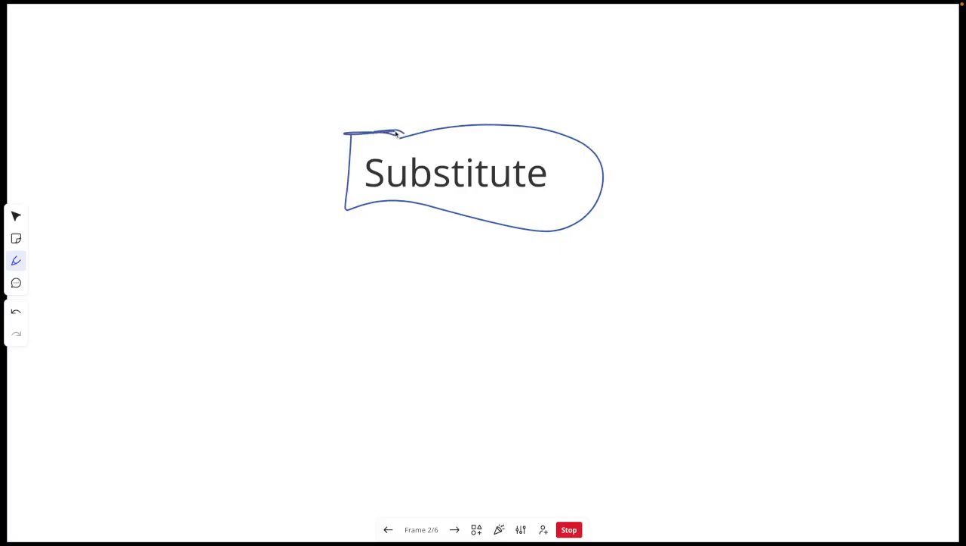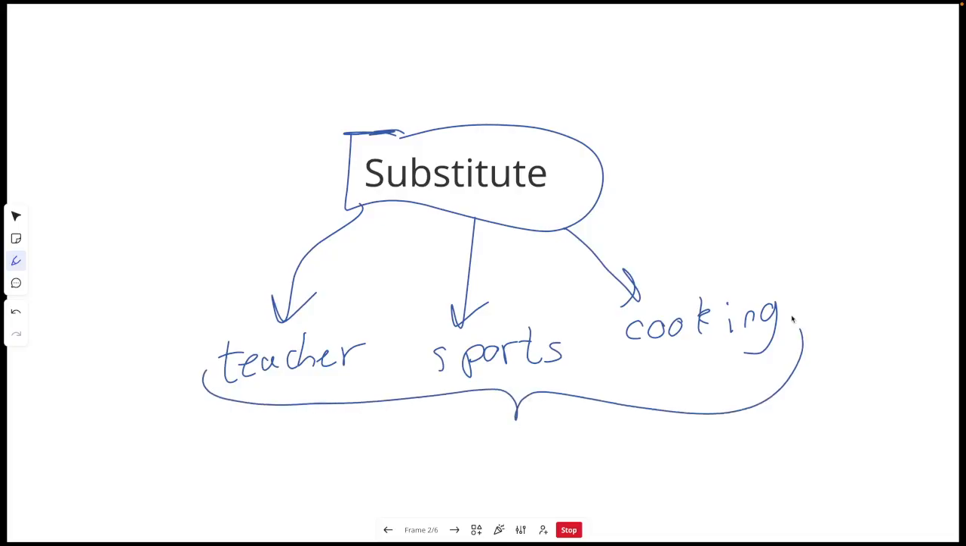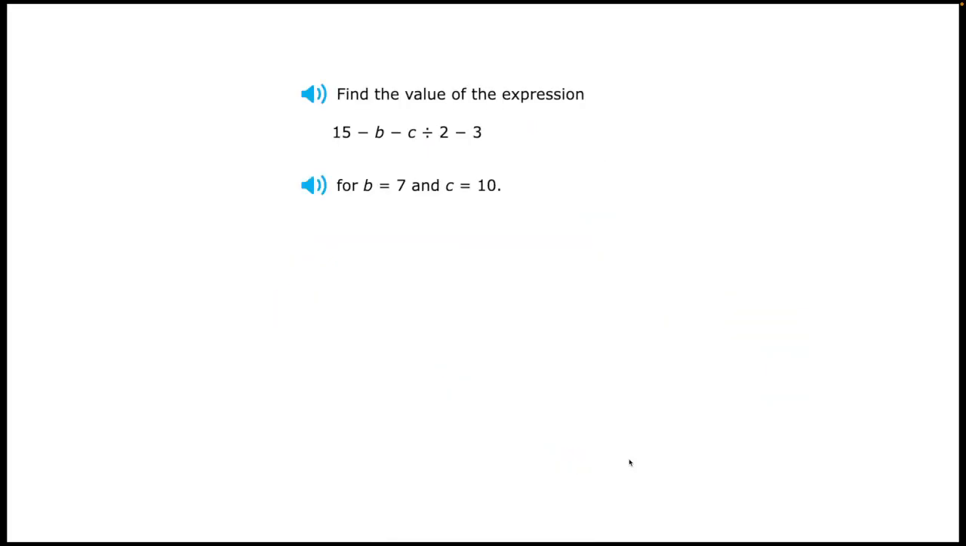All right, let's take a look at this. When I say the word substitute, what comes into your head, or where have you heard that word before? Maybe you think of a substitute teacher or a substitute in sports, or maybe when it comes to cooking, you can substitute ingredients. In all of these examples, the idea is that substitute means to replace. Substitute just means to replace. So we're going to use that here.